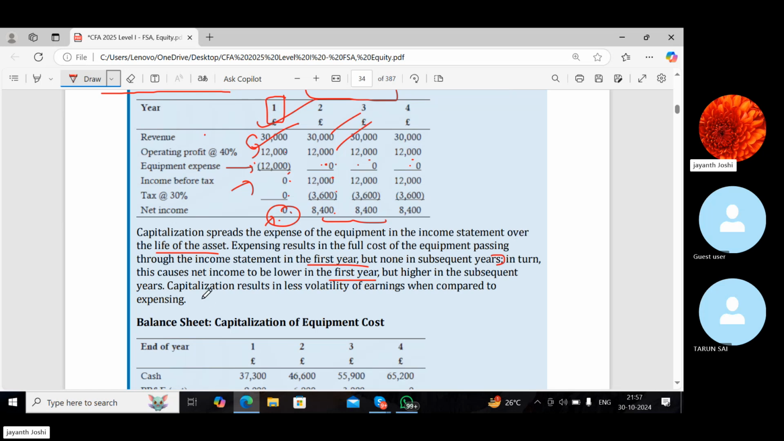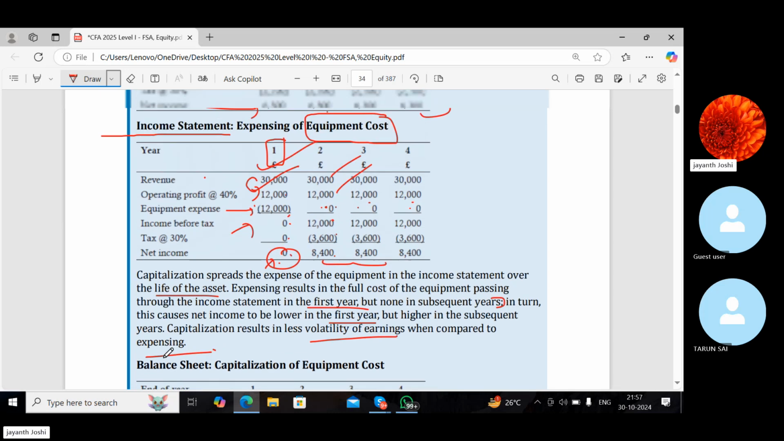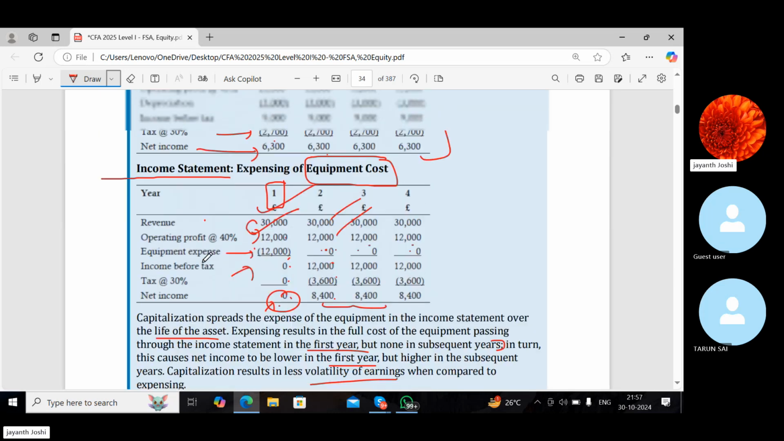Capitalization results in less volatility of earnings when compared to expensing. Yes, your incomes are always stable. There is no volatility, no change. Here the income is volatile. First it is almost zero and then it is 8,400.